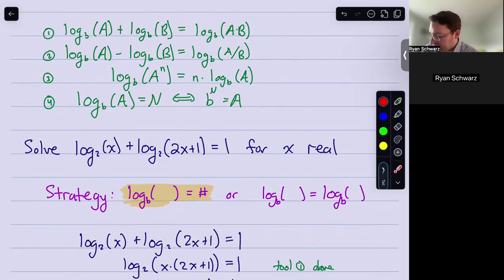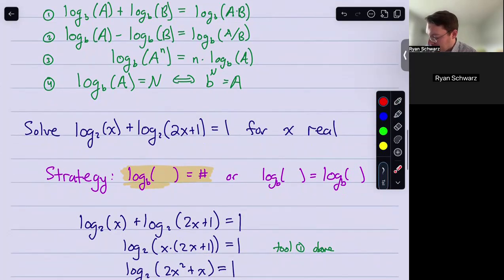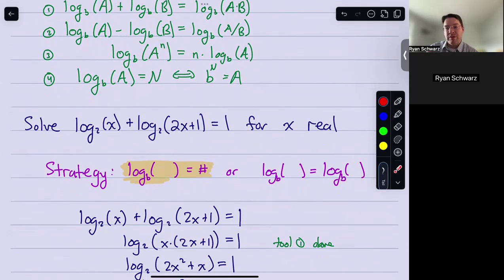Now that I have it in this format, I want to do some cleanup. So this as is fine, but I know that later on I'm probably going to have to multiply things out anyway. I might as well just do that now. So I'm just going to distribute the x to the 2x and to the plus 1. So I'm really going to have 2x squared plus x inside a log. But again, I still have a logarithm. I haven't gotten rid of the log yet. I have to somehow undo that or transform it into a different type of equation.